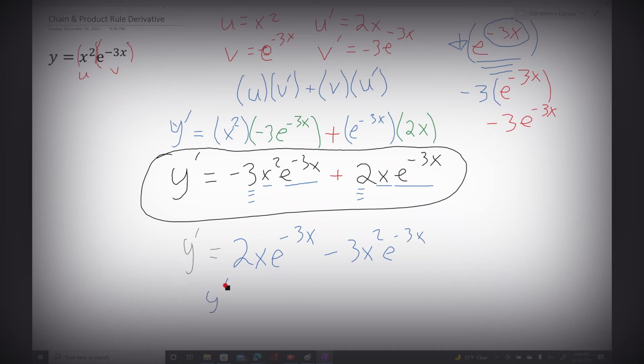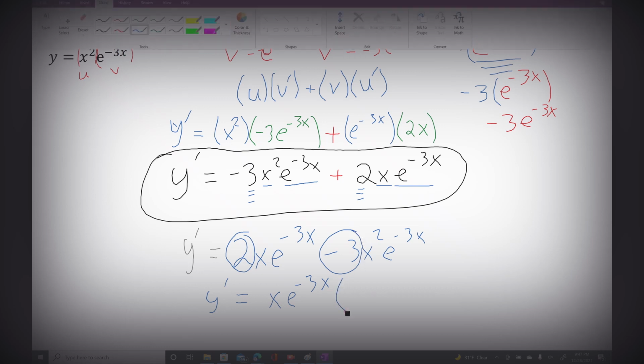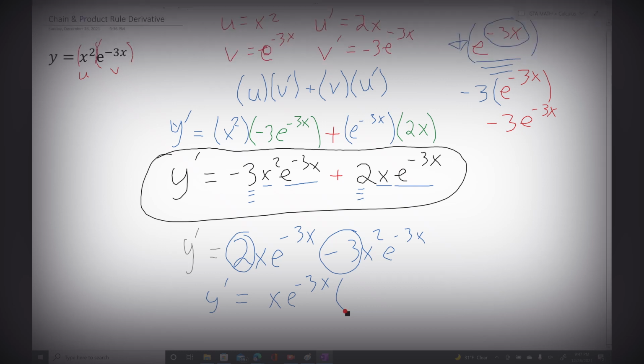And then I'm going to factor it out from here. So I'm going to take x, e to the negative 3x, leave that in the front. And since we can't do anything with this 2 and this negative 3, we're going to have to put it in parentheses. So it's going to be 2, yeah, and this actually, well, not the x squared part, but just the x, minus 3x. And this is actually our final answer in factored form.